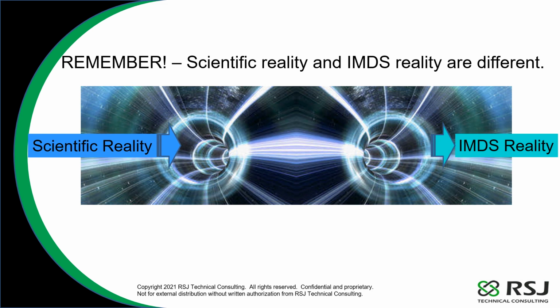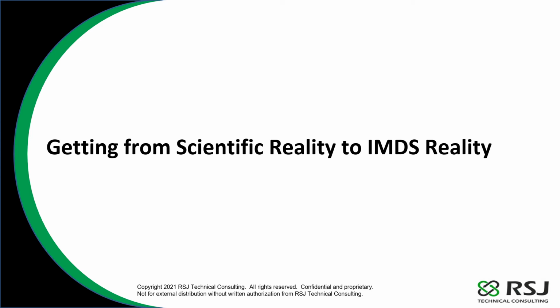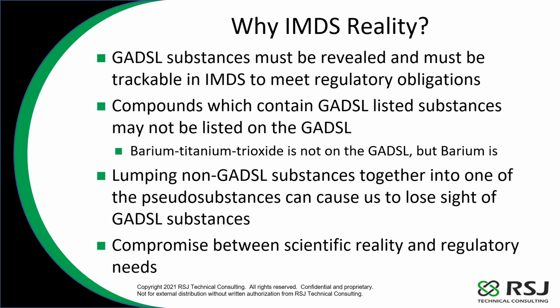We're going to go through the wormhole and enter on the side of scientific reality. We're coming out on the IMDS reality side. So from now on, we're in IMDS reality. So how do we get from scientific reality to IMDS reality? And why do we care?